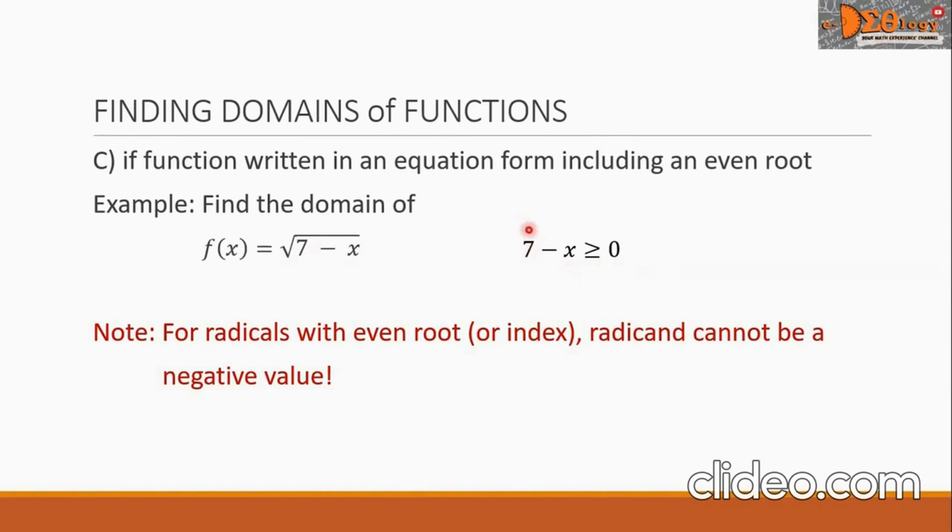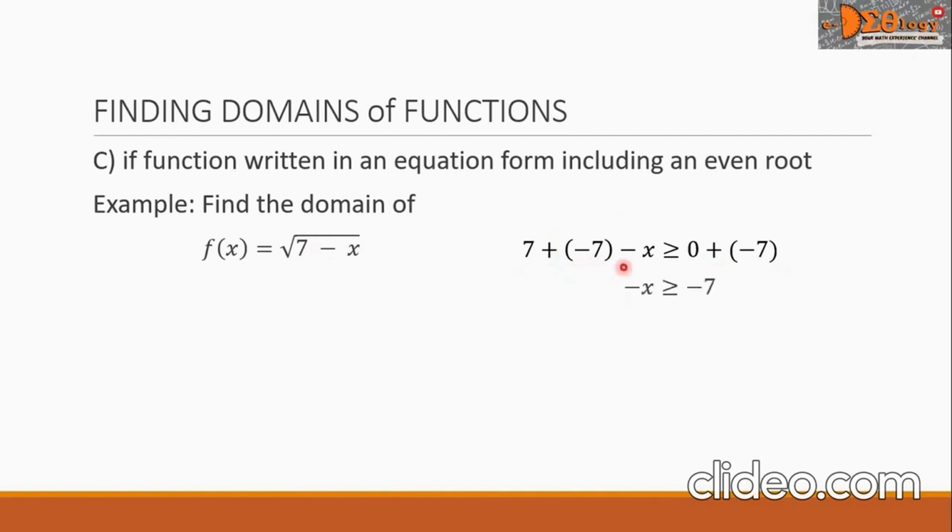We're going to remove the 7 here. So we will add a negative 7 to both sides of the inequality. So we have here plus negative 7, and on the right side also plus negative 7. And this 7 plus negative 7 will cancel each other. We will have now negative x greater than or equal to negative 7.